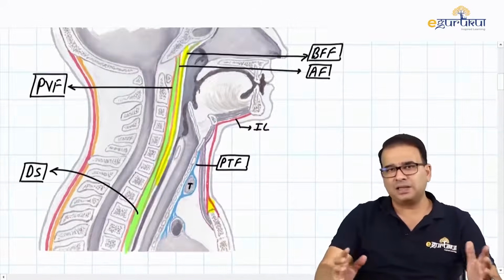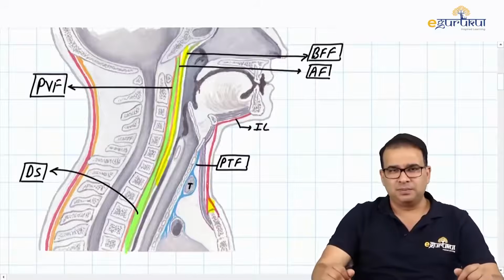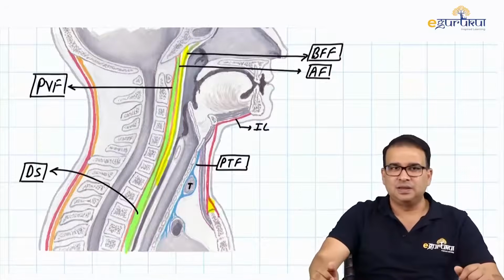The spaces are the more important thing to note. I mean, the prevertebral space, the retropharyngeal space and the danger space.